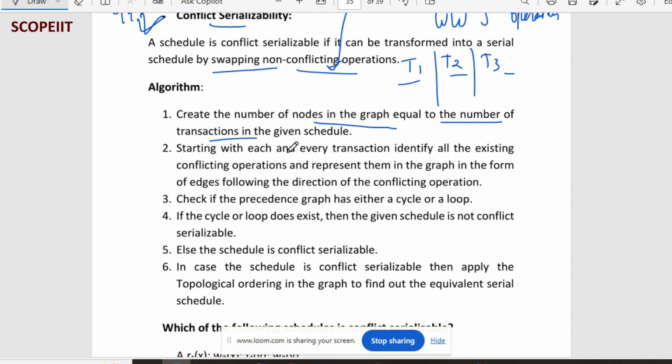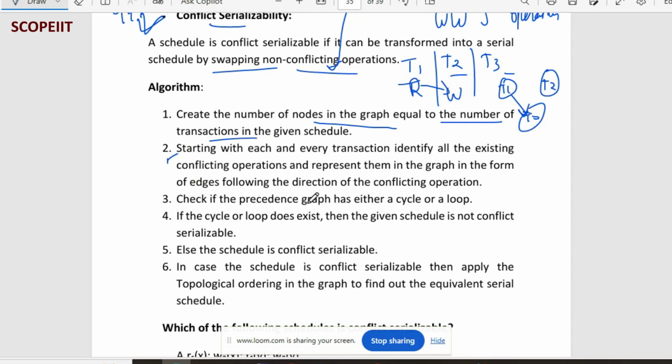Then, starting with each and every transaction, identify all the existing conflicting operations and represent them in the graph in the form of edges, following the direction of the conflicting operation. So for example, if I get a read-write conflict, there is a conflict from T1 to T2. So when we are drawing this precedence graph with T1, T2, T3, if we get a conflict, it will be shown in the precedence graph using arrows. Okay, that's what they are telling in the second step.